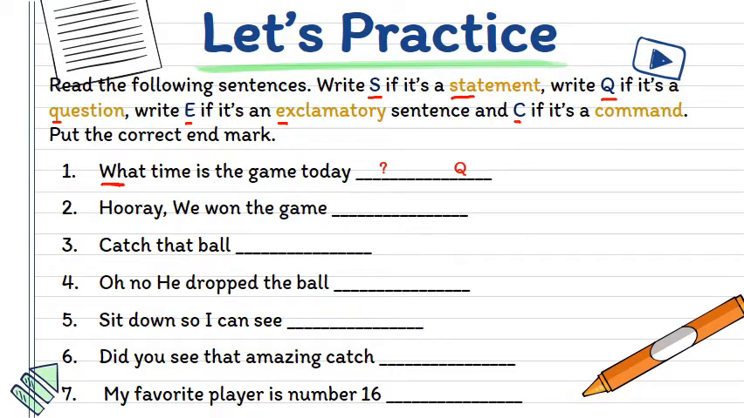Number 2, hooray! We won the game! Do you feel the strong feelings and the excitement in this sentence? We also have words like hooray, wow, oh yeah. All these words are keywords or hints that this sentence shows strong feelings. So here, hooray, we won the game, is absolutely an exclamatory sentence. I put an exclamation mark and letter E.